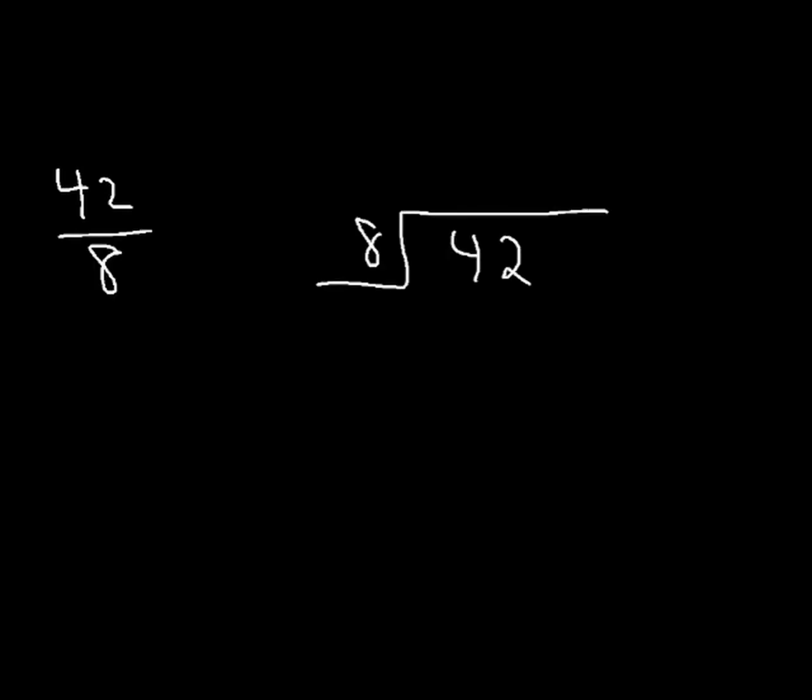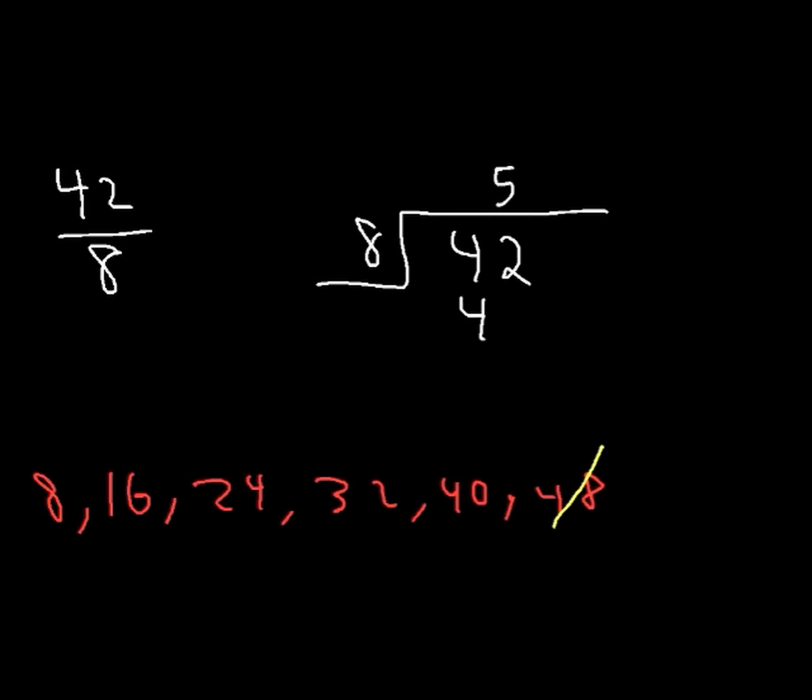But let's try another example. Let's try 42 divided by 8. So how many times does 8 go into 42? So let's write out the multiples of 8. 8, 16, 24, 32, 40. 48 is too much. So if we add 8 5 times, you get to 40. 8 times 5 is 40. And we need to subtract. So 42 minus 40 is 2.